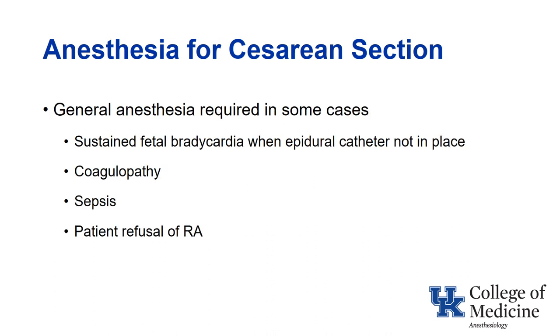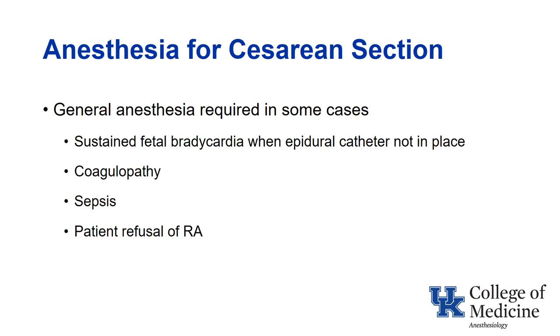That being said, there will be times when we have to do general anesthesia for cesarean delivery. The most common time is when we have an emergent C-section due to sustained fetal bradycardia, primarily. The baby's heart rate is down and is not coming back up. The patient does not have an epidural catheter in place. Obviously, the baby is not in a good condition, and the obstetrician wants to get that baby delivered as quickly as possible.